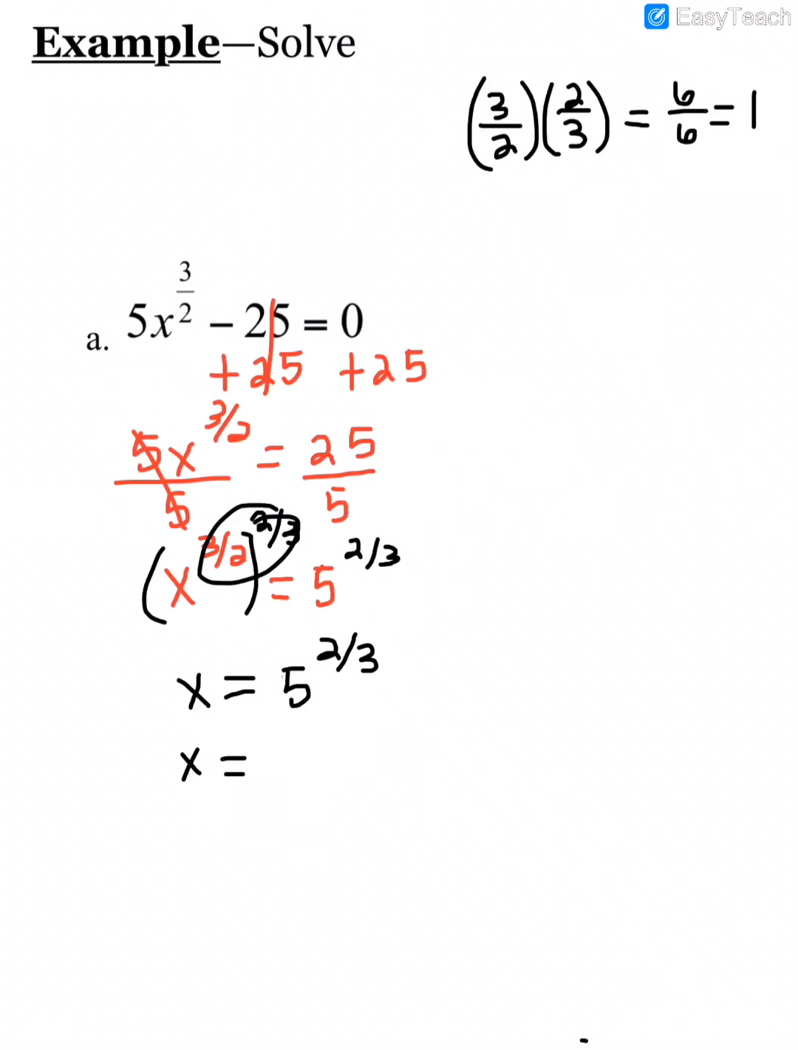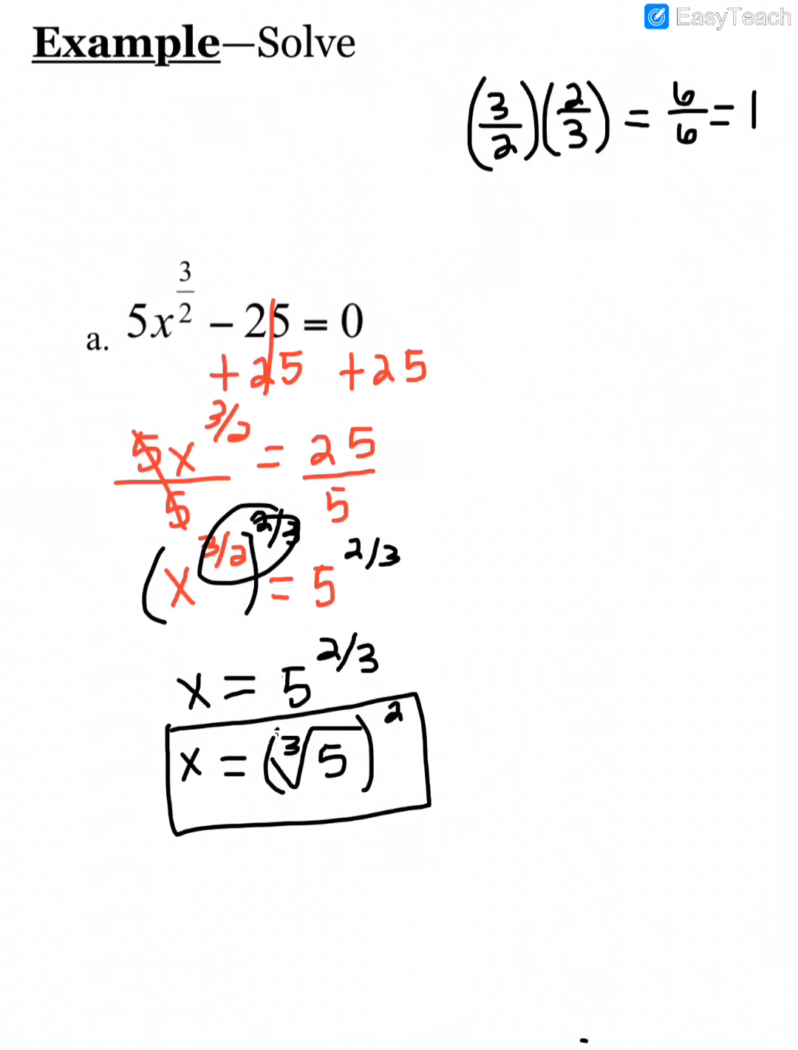In this case, my bottom number is the index of my root, so that would be the cube root of 5 squared. Now, I can't take the cube root of 5. And if I did it in the other order, if I raised it to the second power and then took the cube root, 5 squared is 25. I still can't take the cube root of 25. So I can't go any farther. So this is my answer. But if it can be simplified, you want to do that.